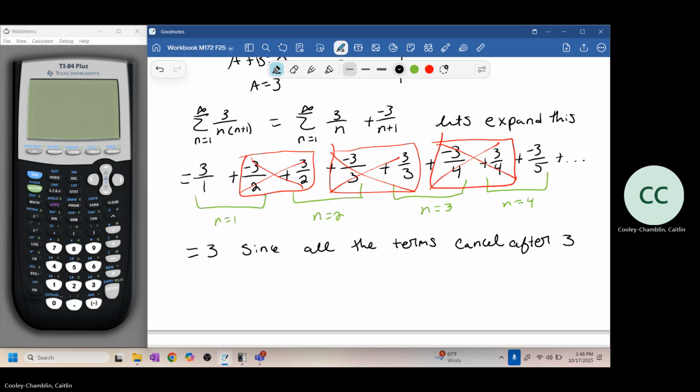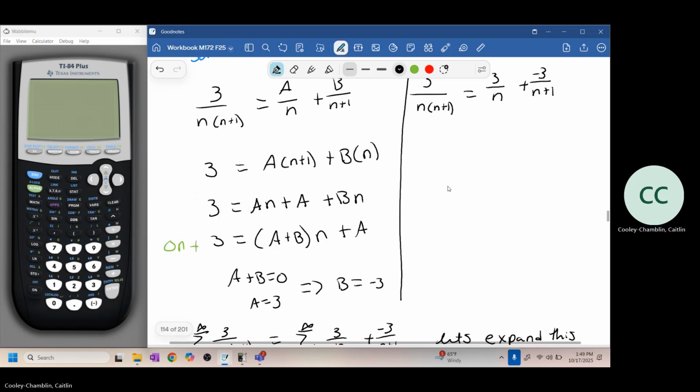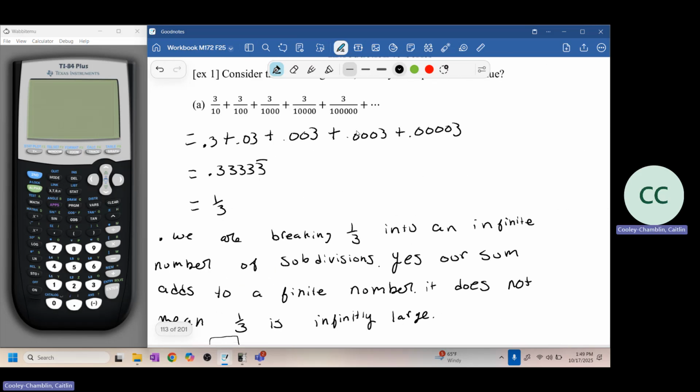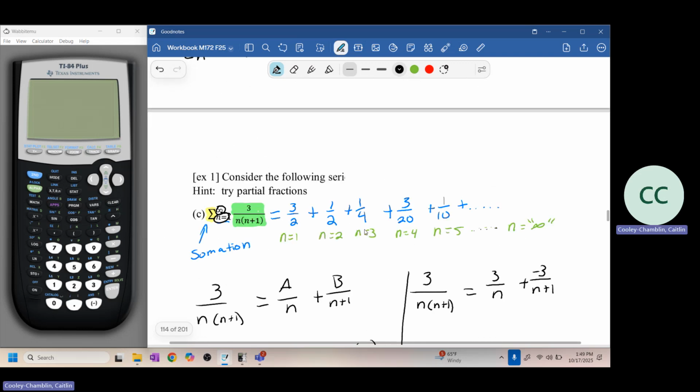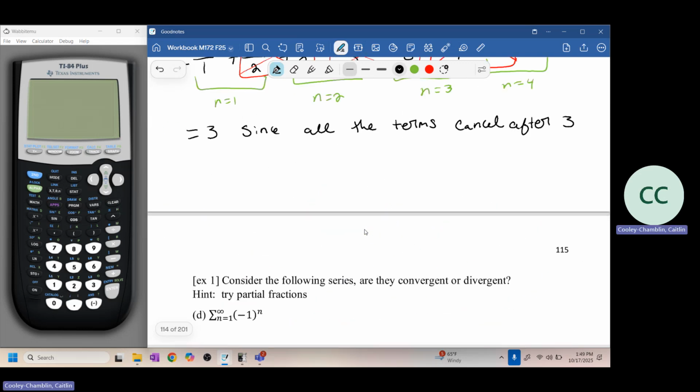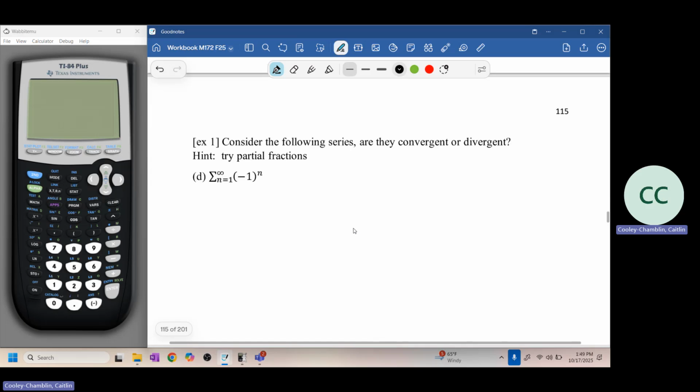Okay, so this method that we just did does not always work. It's not always helpful. What we did in A and B, not always helpful. So we really need to learn and develop a variety of skills in order to work with these.